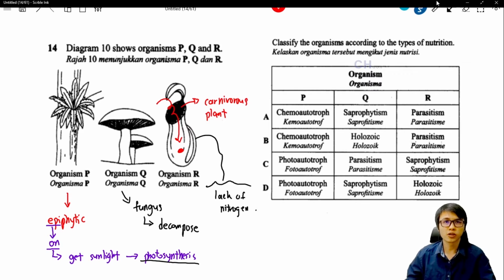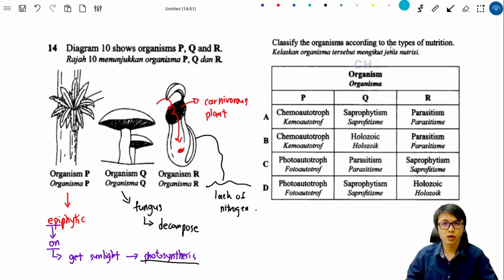Now let's look at the questions. Classify the organism according to the types of nutrients. So P is able to do photosynthesis. They are able to produce their own food. So the answer is photoautotroph.